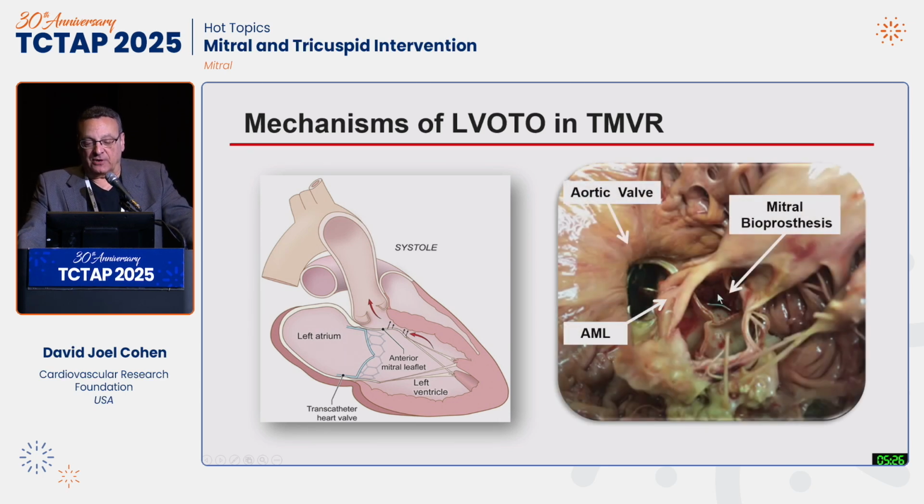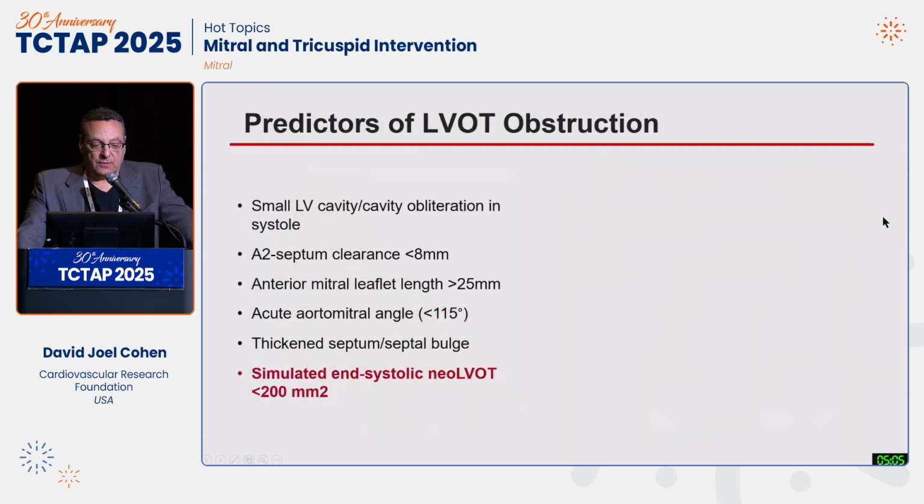This is a post-surgical patient. But what you can see here is the aortic valve. Here's the mitral valve. Both are bioprostheses. And here is the anterior mitral leaflet, and the problem is if we were to treat this with a valve-in-valve, for example, in this case, it will push the anterior mitral valve leaflet into the LV outflow tract and can cause obstruction if the outflow tract is relatively small.